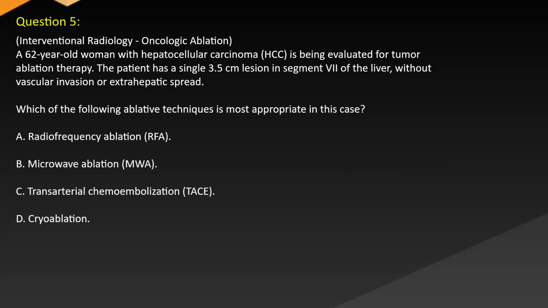Question 5. Interventional radiology. Oncologic ablation. A 62-year-old woman with hepatocellular carcinoma, HCC, is being evaluated for tumor ablation therapy. The patient has a single 3.5 centimeter lesion in segment 7 of the liver without vascular invasion or extrahepatic spread. Which of the following ablative techniques is most appropriate in this case? A. Radiofrequency ablation, RFA. B. Microwave ablation, MWA. C. Transarterial chemoembolization, TACE. D. Cryoablation.